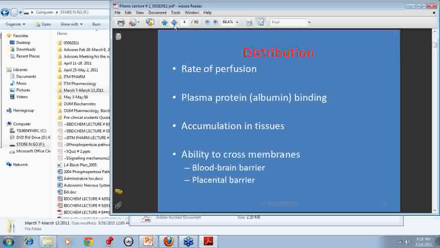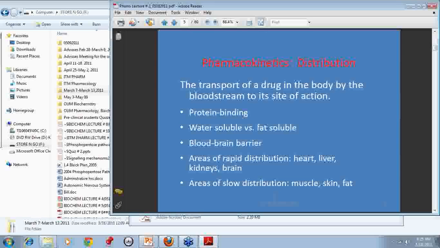So the transport of a drug into the body by bloodstream to its site of action depends on its protein binding, water-soluble versus fat-soluble, blood-brain barrier. Areas of rapid distribution are essentially heart, liver, kidney, brain, okay? But when you deal with the adipose tissue and the muscle, you expect to see it slow. So you can see that area of slow distribution: muscle, skin, and fat, deposited material.